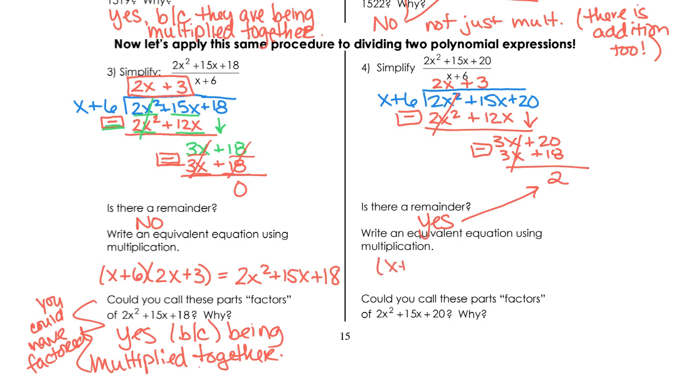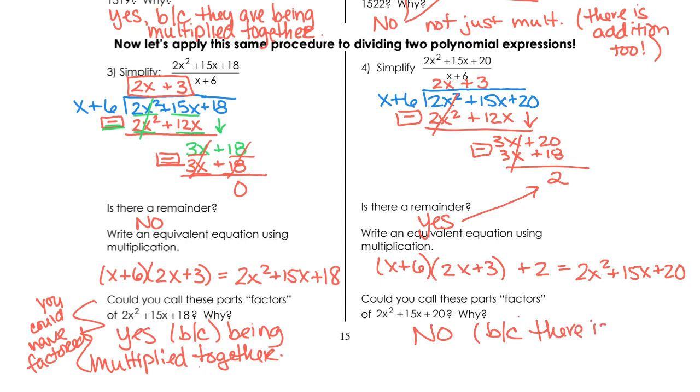It says write an equivalent equation using multiplication. So that would be an x plus 6 times a 2x plus 3, plus 2, equals 2x squared plus 15x plus 20. Could these parts be called factors? And the answer is no, because there is also addition. Factors can only have multiplication.